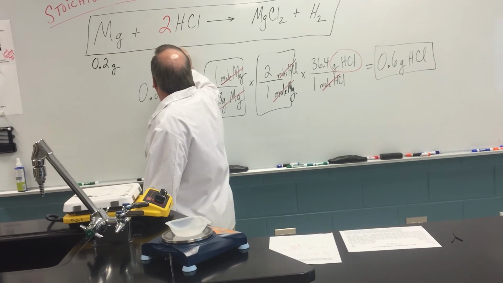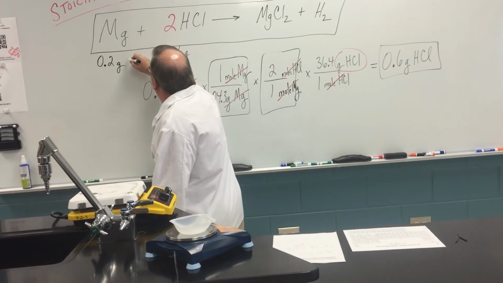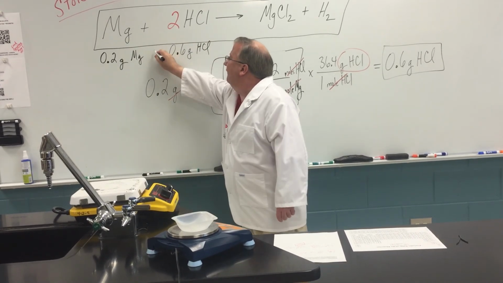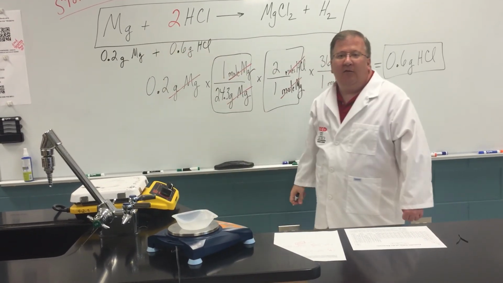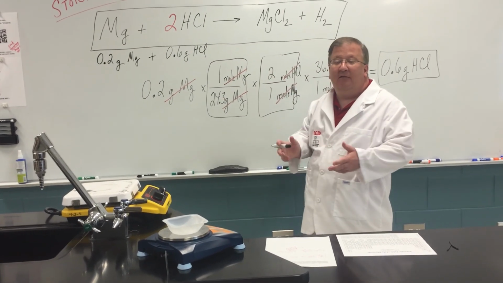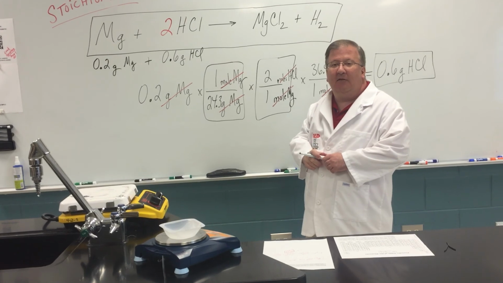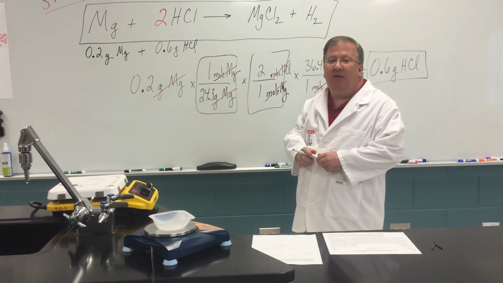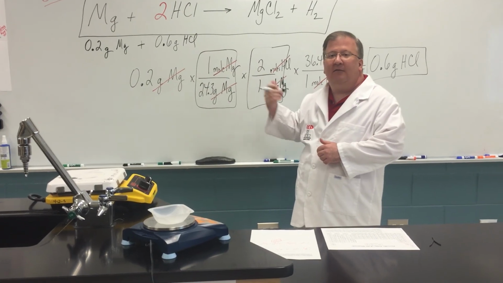So 0.6 grams of hydrochloric acid would need to react with 0.2 grams of magnesium if you would want this equation or expect this experiment to go to completion. And that, again, is an example of stoichiometry, ratios of reactants to products.